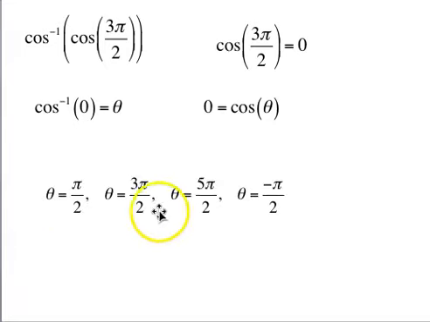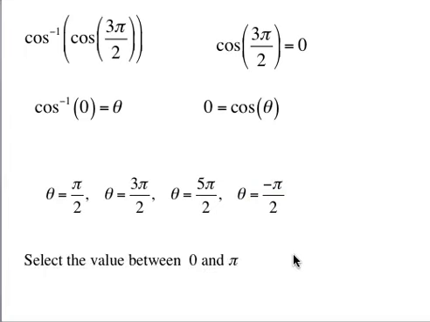So adding 2 pi to pi over 2, we get 5 pi over 2. Certainly negative pi over 2 would also work. That's in the fourth quadrant. But I have to choose a value between what? Between 0 and pi. That is my range of the inverse cosine function. So which one of these is between 0 and pi? Only the pi over 2. So that's our answer for the inverse cosine of the cos of 3 pi over 2.